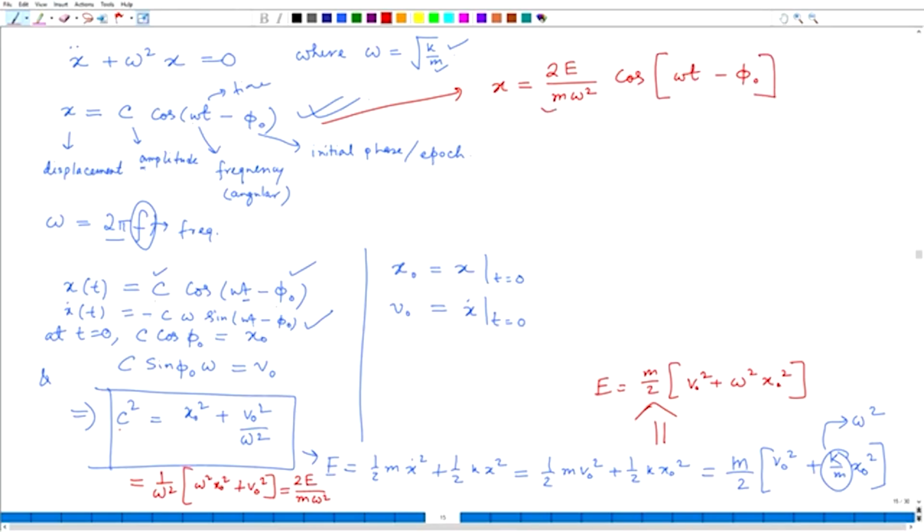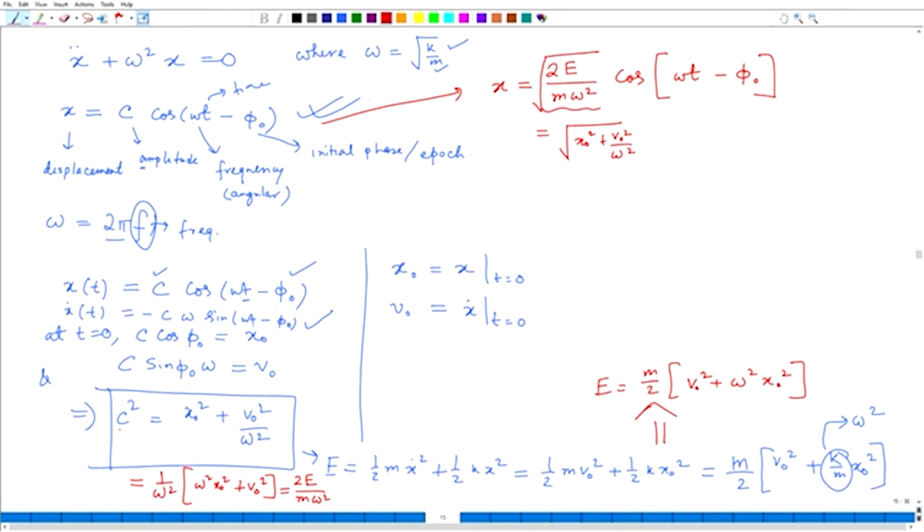You can also write this thing exactly in the form of this. So, since this was c, this is also equal to root over x 0 square plus v 0 square by omega square. Okay. I think I have made a mistake over here. So, this is c square, yeah. So, here it will be simply root over this, yeah, yeah. So, this is a root over of this.